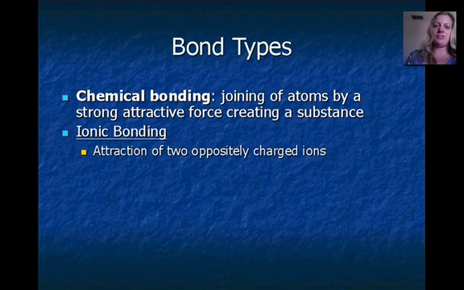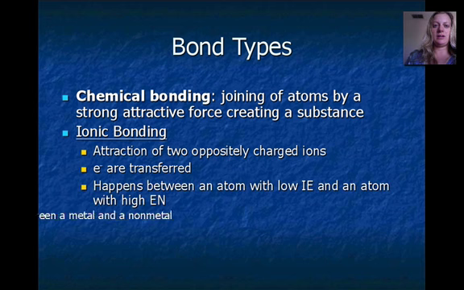This is when we have 2 different charges. So it's when a positive is going to be attracted to the negative, or we call that oppositely charged ions. In this case, electrons are transferred. So one is going to steal electrons and one is going to give up electrons.